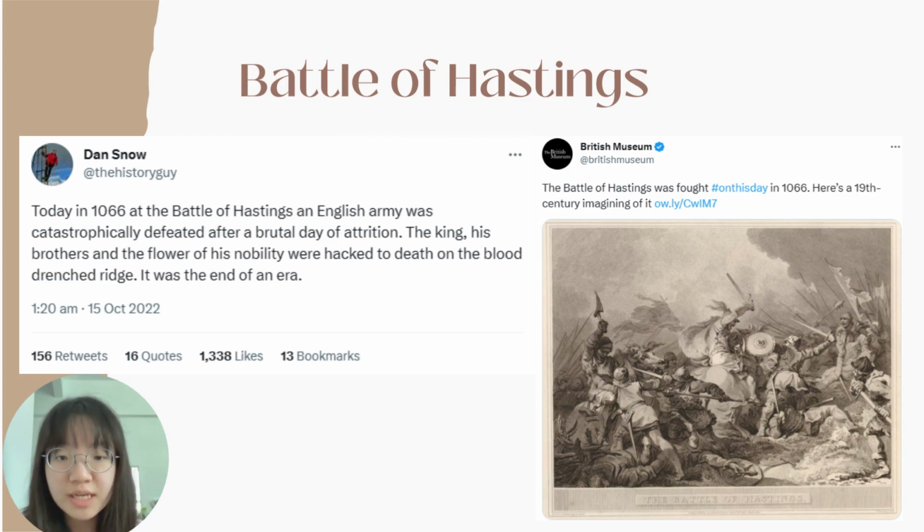This efficiently summarized the exact point in which William won the battle with the death of King Harold. On the right side we can see an image depicting this battle that the British Museum has posted on Twitter as well.